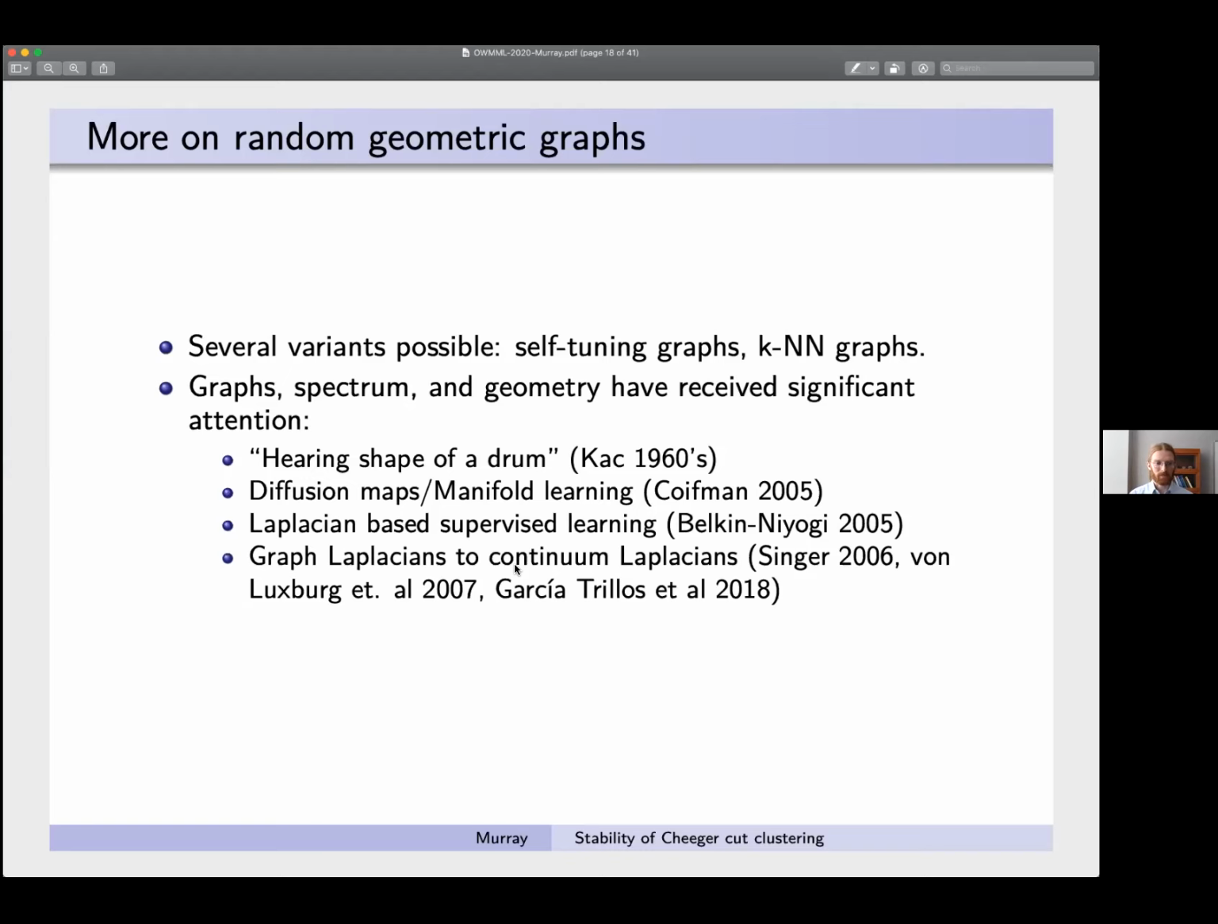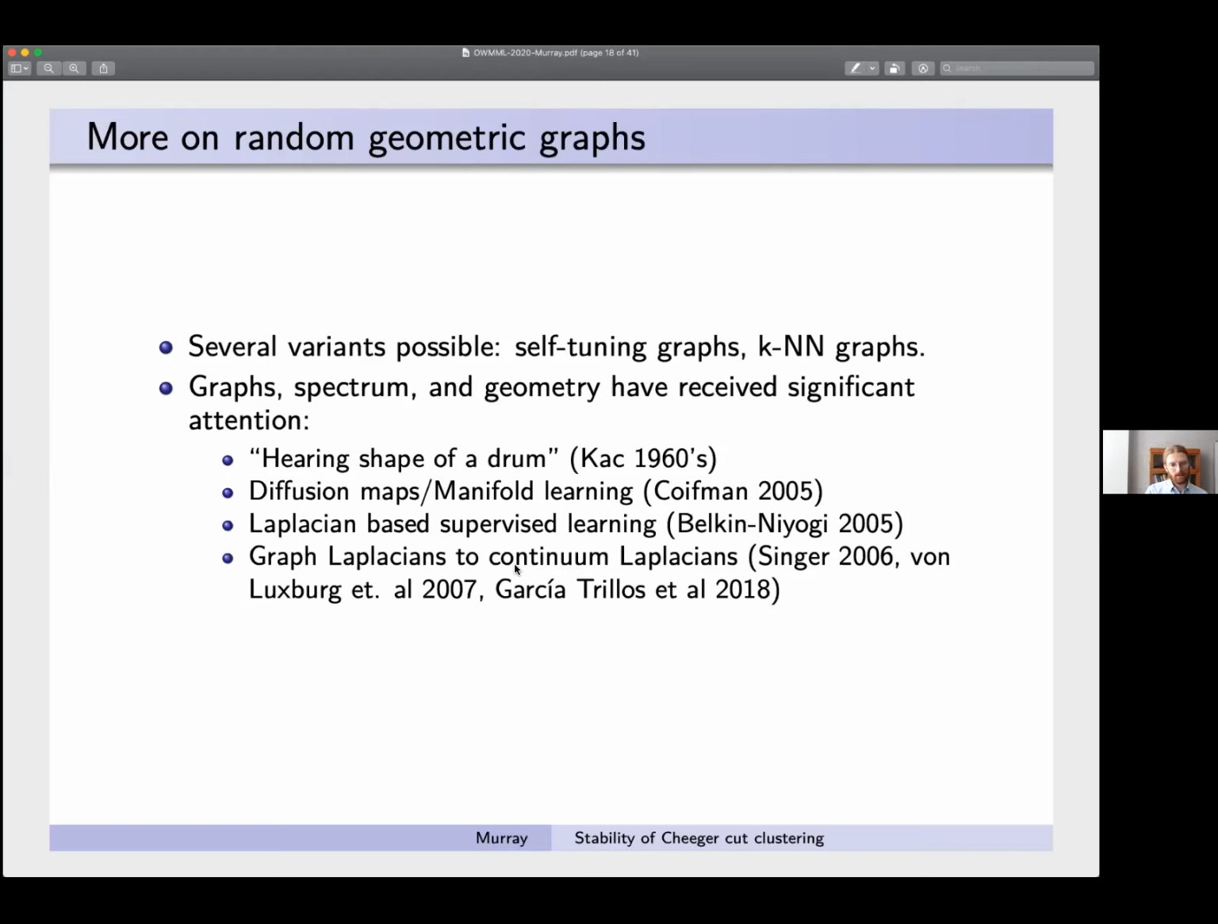It's this old paper called Hearing the Shape of a Drum, which basically asks, given that we have the eigenvectors or the eigenfunctions of a manifold for the Laplacian, can we infer something about the geometry of the manifold? The answer is you can't infer everything, but it does give you a lot of information.